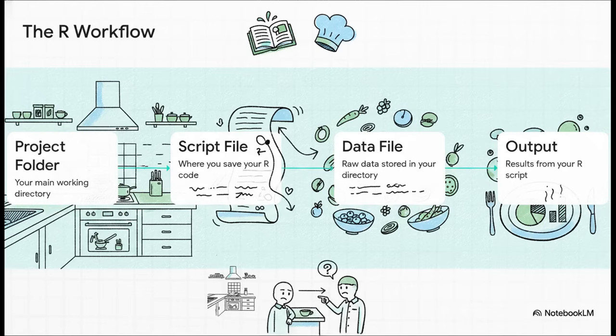Then you have your data file, which are your raw ingredients. And finally, your output, the finished meal, like a beautifully plated chart or a clean data set. If your recipe is looking for ingredients in the wrong kitchen, yeah, your code is going to fail. Always keep your scripts and data inside your designated R project folder.